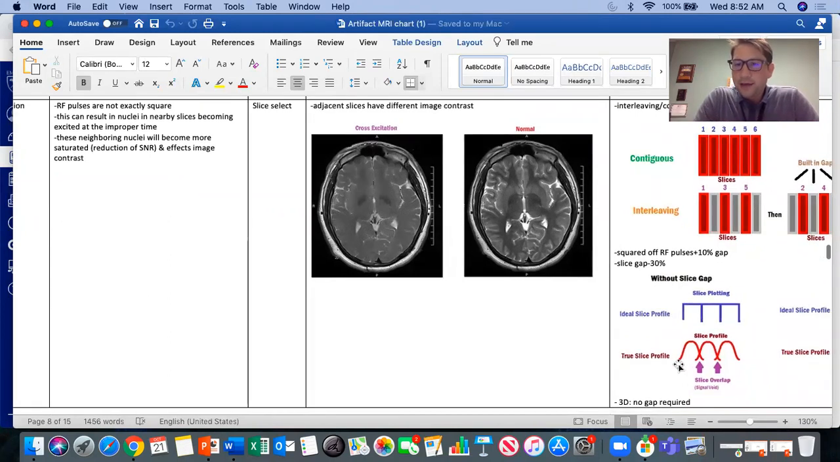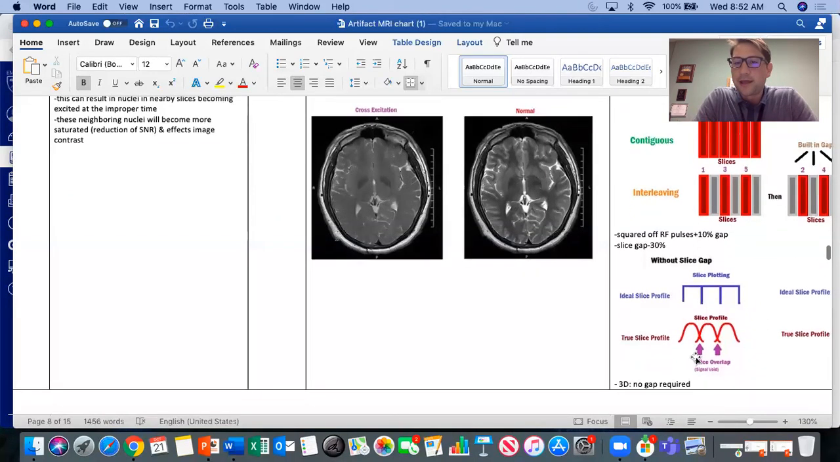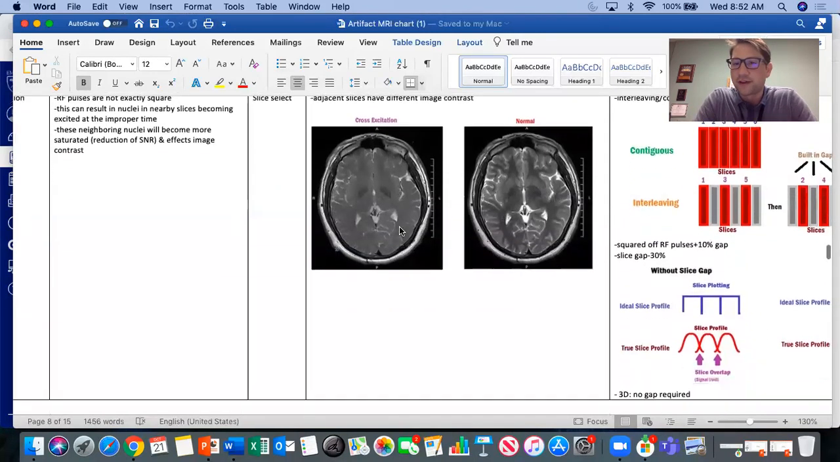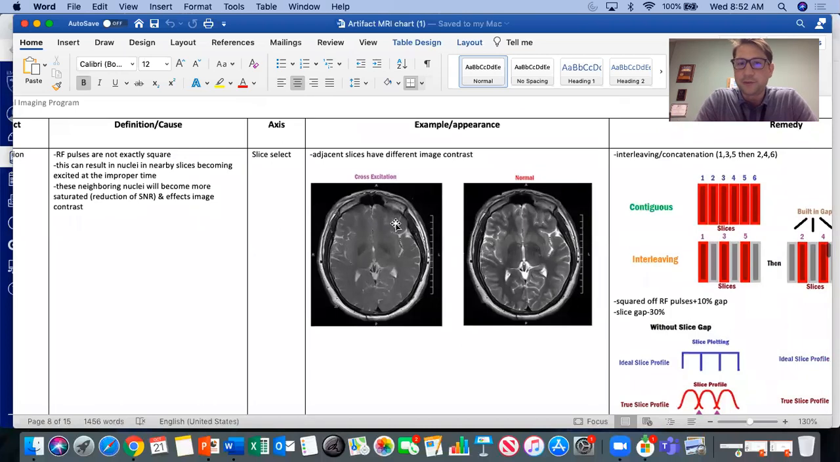So this is our true slice profile. And this is what we would think of if we wanted to set up our slices where we want slice 1, slice 2, slice 3. But with this being the true slice profile, we get this overlapping of the slices at this point right here. And just like our crosstalk artifact, if you have a slice overlapping, those particular nuclei are going to receive 2 RF pulses, and they're going to be completely saturated. And that's what's going to cause this cross-excitation artifact. So take a look at these 2 images.